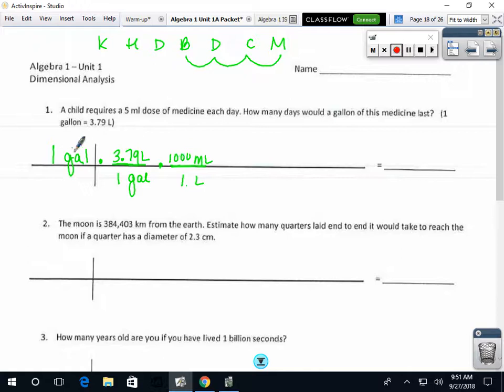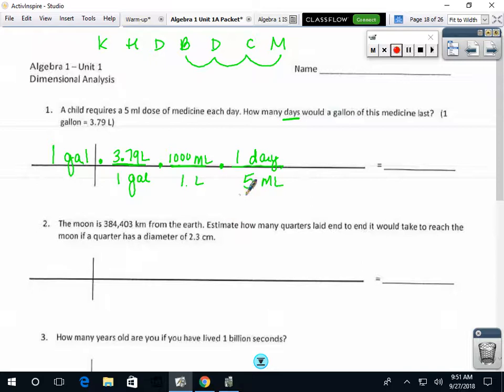Okay, but I'll have to multiply them to see how much that 1 gallon actually is. But I'm not quite done. Because now that I have it in milliliters, I can put milliliters on the bottom and use the 5 for their dosage. And that's for 1 day, or you could put 1 dose. It doesn't really matter. That's just how much they take a day or how much they take per dose. I guess we'll put day since that's what the question is asking. How many days would it last?